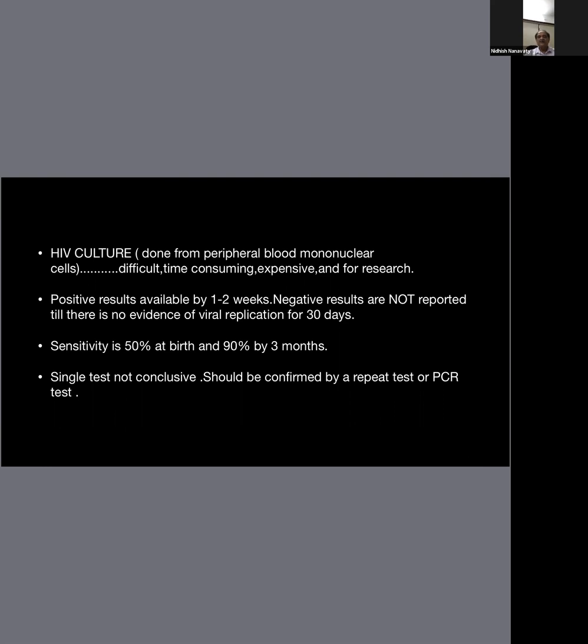HIV culture done from peripheral blood mononuclear cells is difficult, time-consuming, expensive, and for research. Positive results are available by 1 or 2 weeks, and negative results are not reported till there is no evidence of virus replication for 30 days. Sensitivity is 50% at birth and 90% by 3 months. A single test is not conclusive and should be confirmed by a repeat test or PCR test.